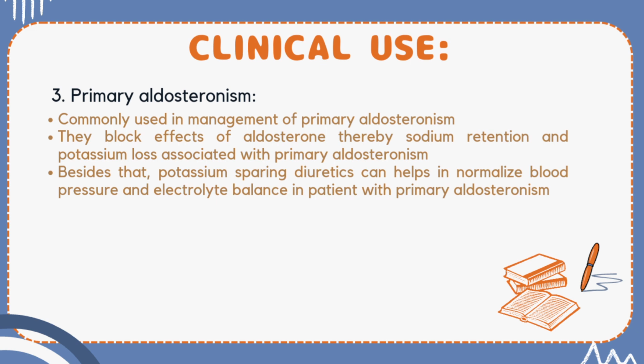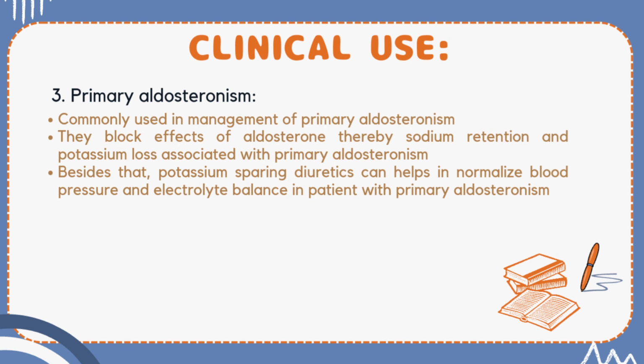Last but not least, primary aldosteronism. Potassium-sparing diuretics, particularly aldosterone antagonists like spironolactone and eplerenone, are used in the management of primary aldosteronism, a condition characterized by excessive production of aldosterone by the adrenal gland.